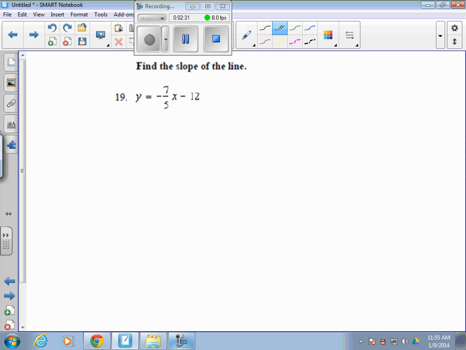19, finding the slope of the line y equals mx plus b. Your m is your value that's multiplying by x. So m is negative 7 over 5.